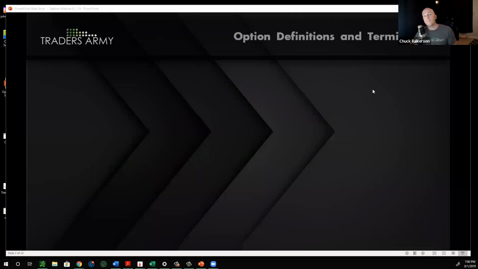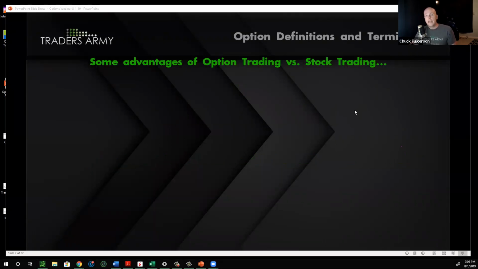So we're going to start with some very basic options definitions and terms, and why we might look at options versus stock. Tonight I'm going to talk mostly about equity options, not futures options. But if you understand equity options, then you can move into futures options.